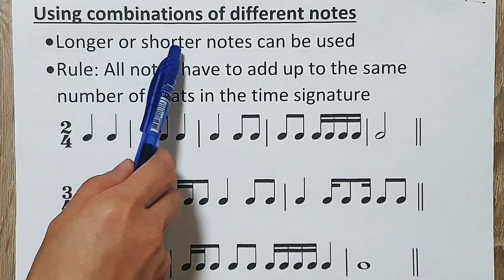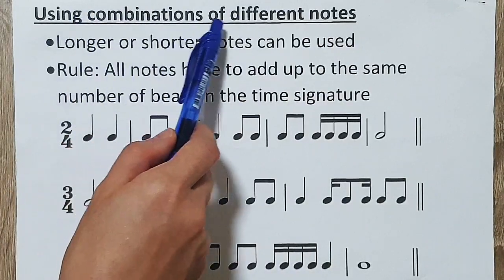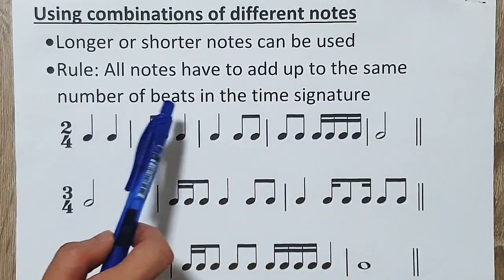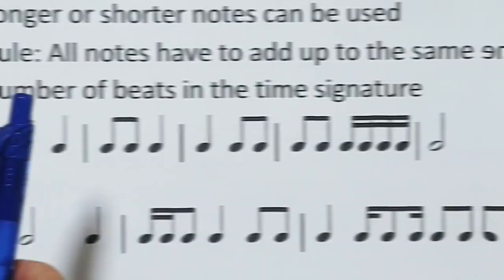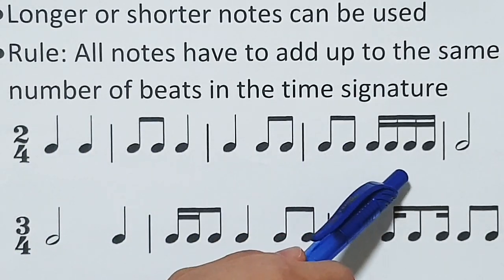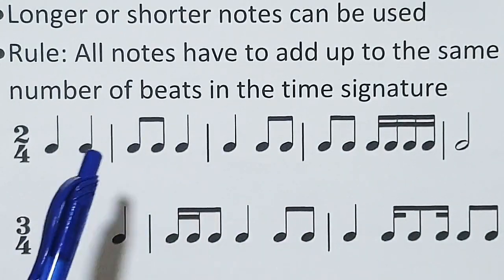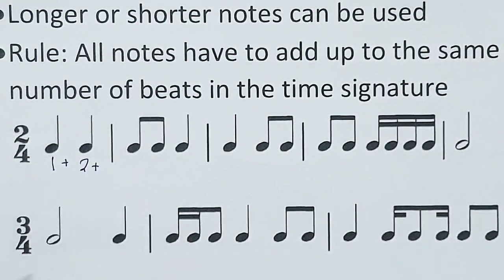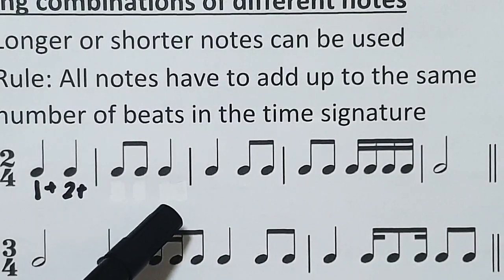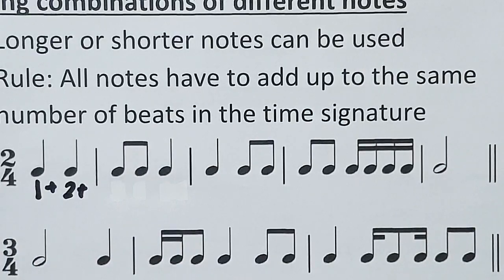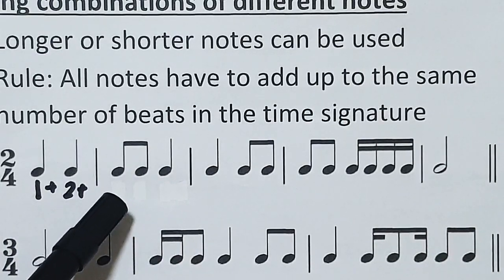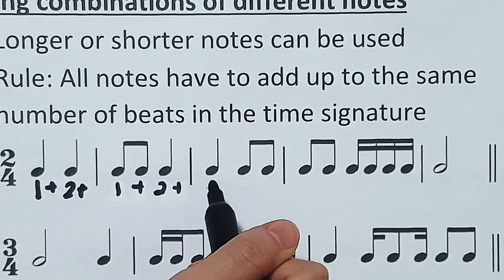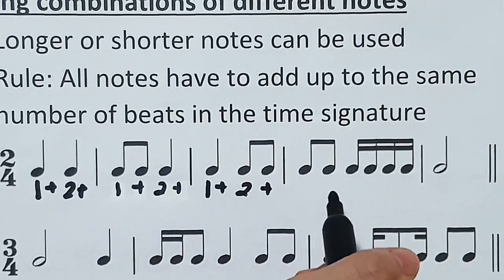In each bar, longer or shorter notes can be used. So you may see different combinations of different notes. The rule is, all the notes have to add up to the same number of beats in the time signature. Since there are quavers in the bars and even semiquavers, I'm gonna use N when I count the beats. What do I mean? Here, I will say 1N, 2N. For the next bar, can I count 3N, 4N? No, I cannot, because in each bar, there's supposed to be only 2 beats. So I have to restart and count 1N again. 1N, 2N. Similarly, I have to restart and count 1N, 2N.